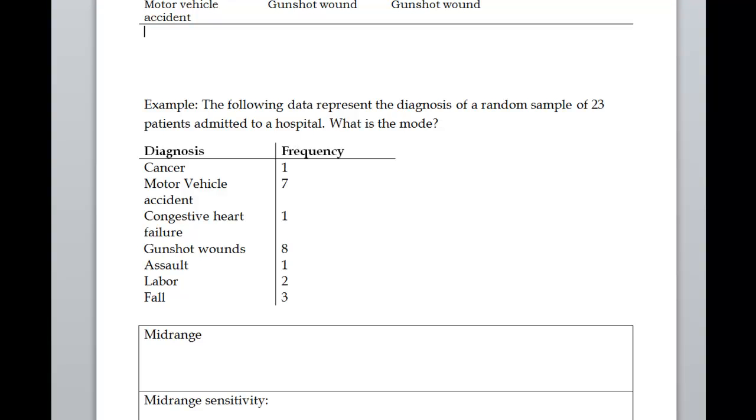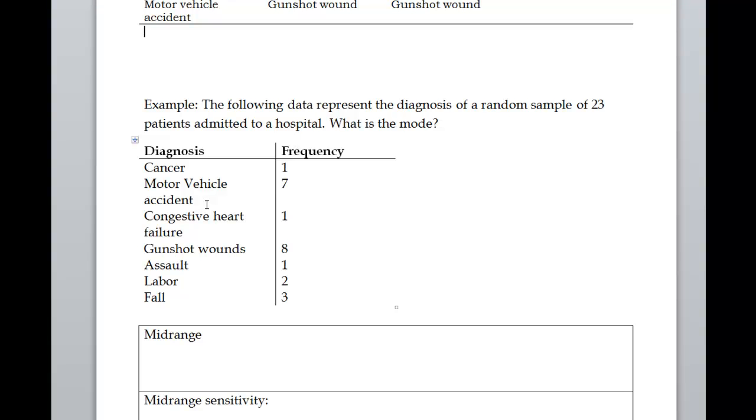Okay, this is a summary of data. This is the same data that we have above, right? This is just a summary of it. It tells us that there was 1 value of cancer, 7 of motor vehicle accident, 1, and so forth and so on. So if we wanted to reconstitute the data, I would write cancer once, motor vehicle accident 7 times, and all of these things, gunshot wounds 8 times. So it looks just like it does above.